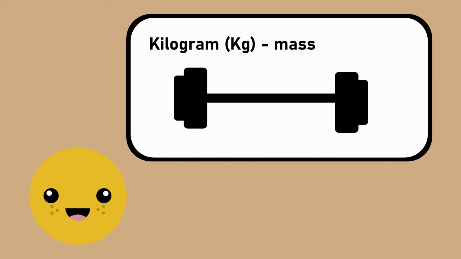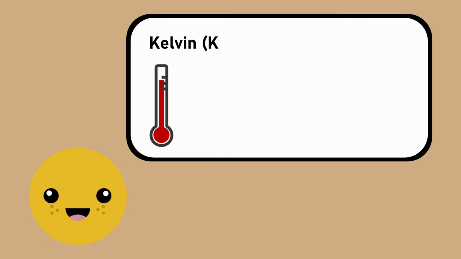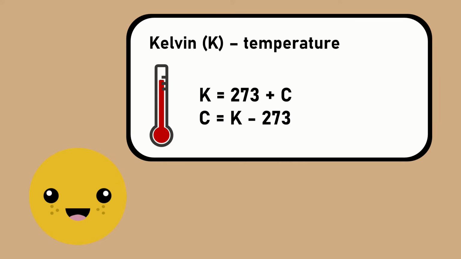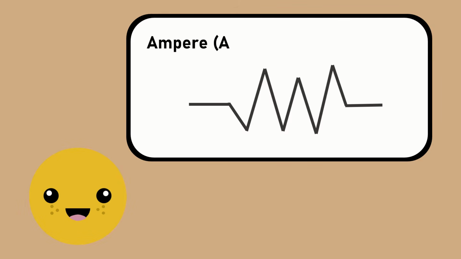The kilogram, kg, which represents mass. The second, s, for time. Kelvin, K, which is another measure of temperature. If you want to convert Celsius to Kelvin, all you have to do is add 273 to the Celsius given, and vice versa. Another one is ampere, A, for electric current.